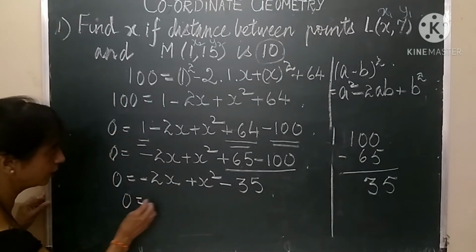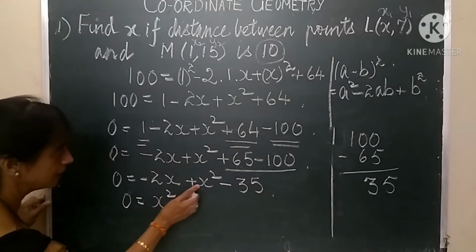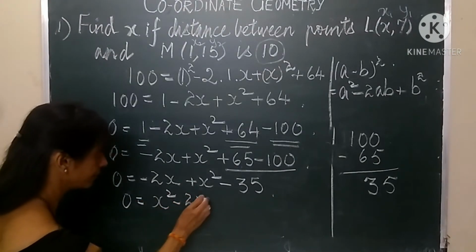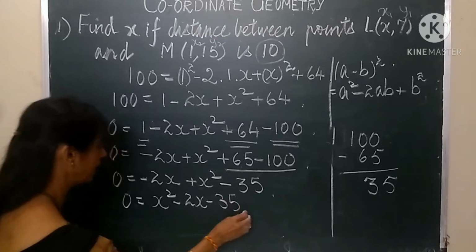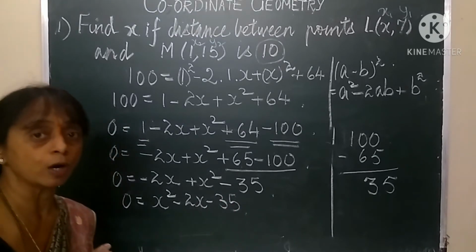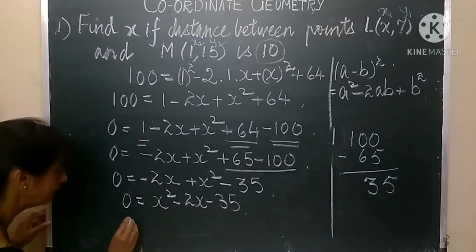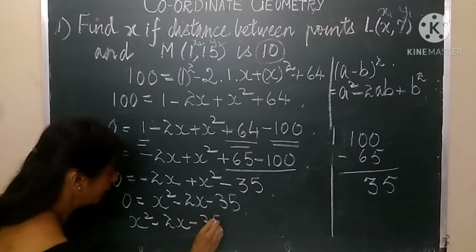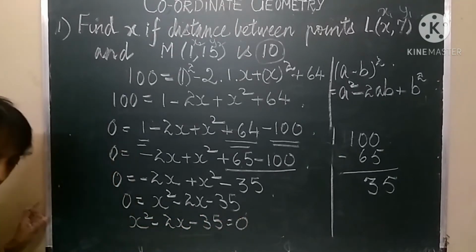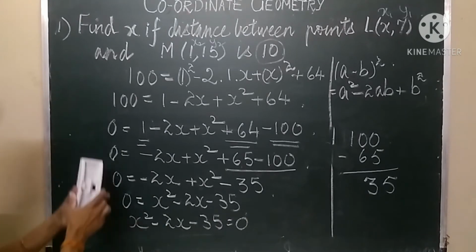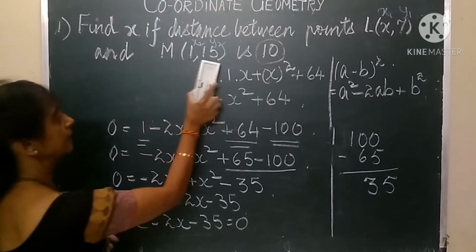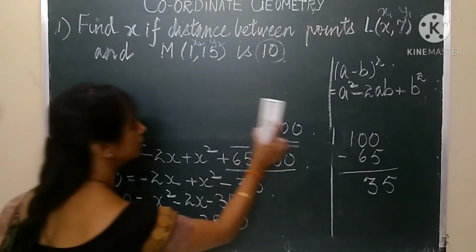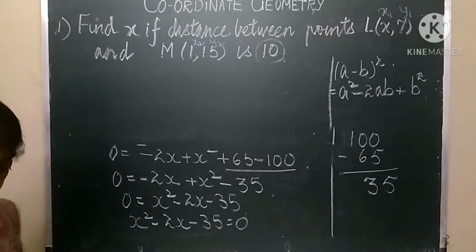Let's rearrange so we can solve it. So 0 is equal to first the square term. Luckily it's got a plus sign. Then the x term. And then the numerical value. So this is a quadratic equation which can be rewritten as x square minus 2x minus 35 equal to 0. Now we know, children, how to solve this quadratic equation by three methods. Let's use the factorization method to find out the value of x.